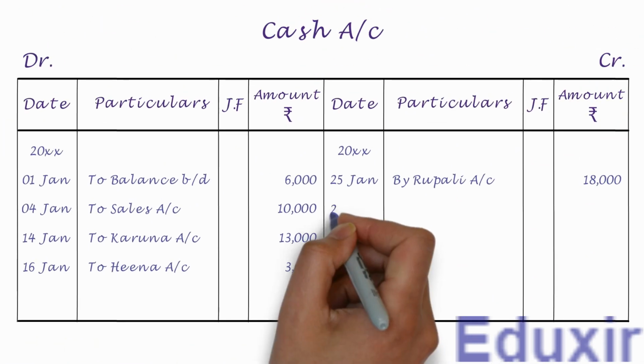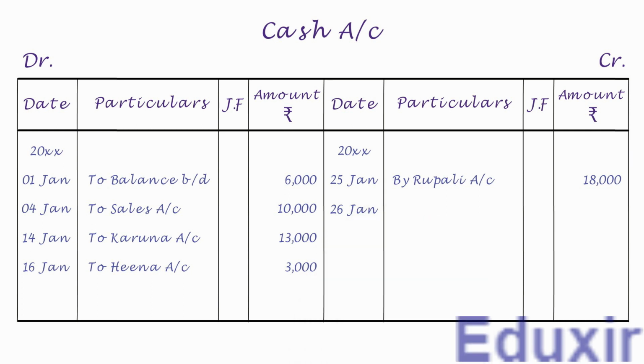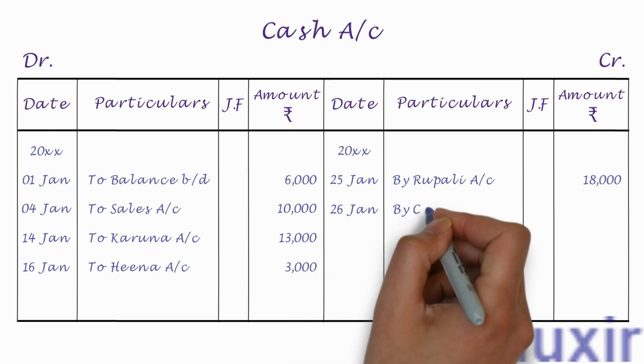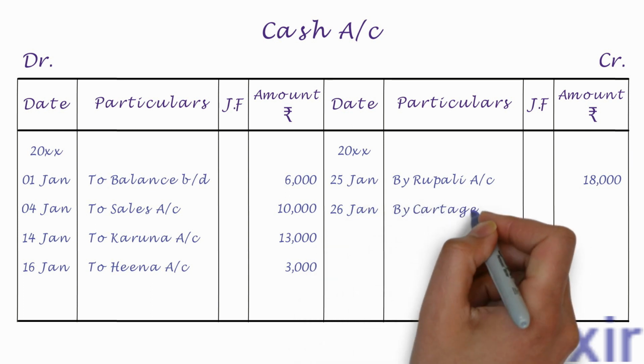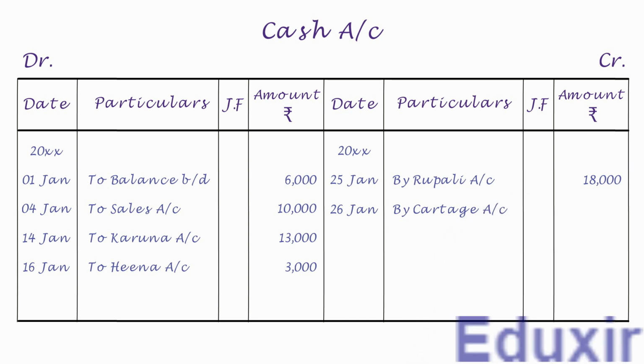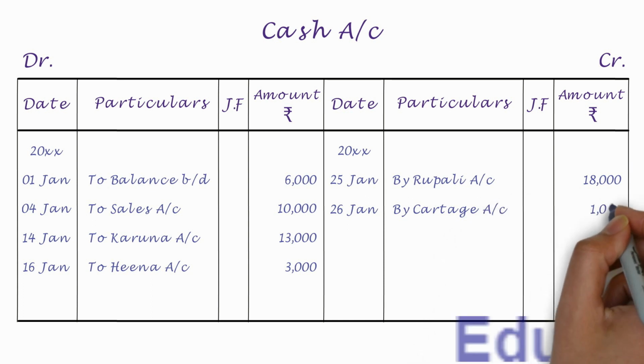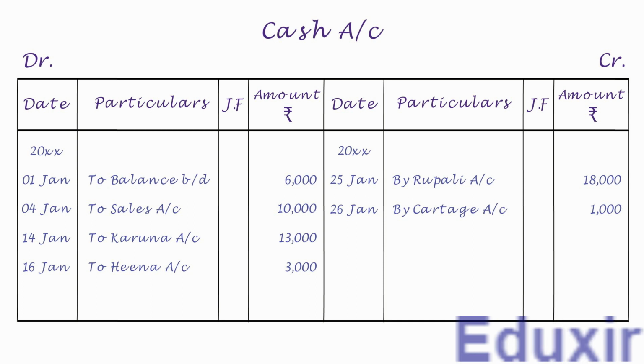Let us first write the date in the date column. We need to write by Cartage account into the particulars column. Let us write the credit amount of 1000 rupees into the amount column. With that, we have completed the posting of this journal entry into the cash account. Let us now take up the next entry.